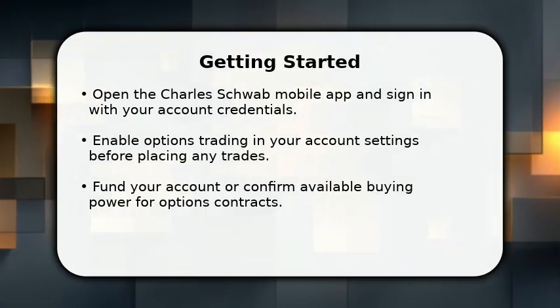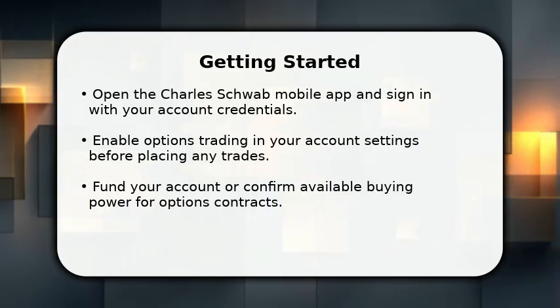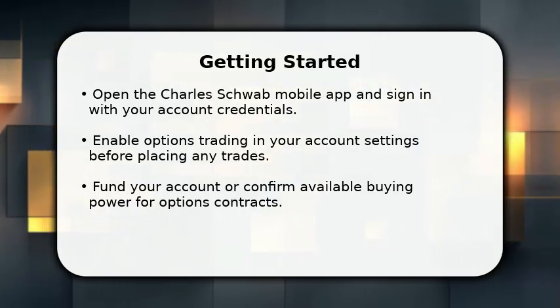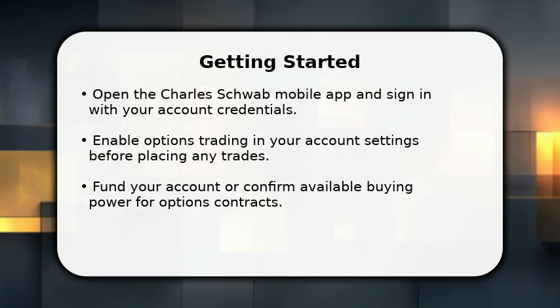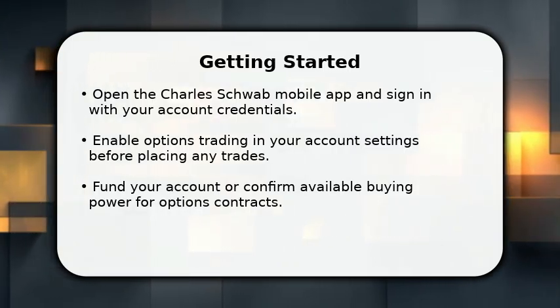In this video, I will show how to trade options on Charles Schwab mobile app. Open the app and sign in, then enable options trading in settings. Search for the stock symbol, tap trade and choose options.